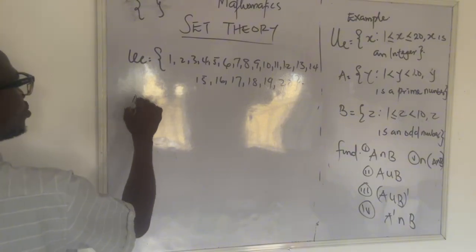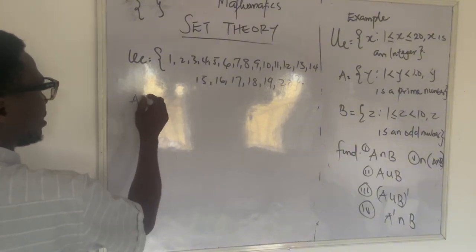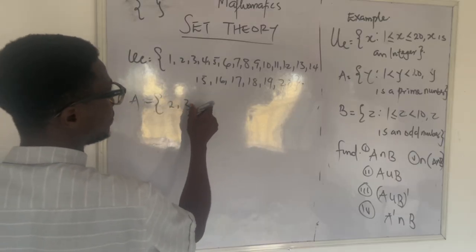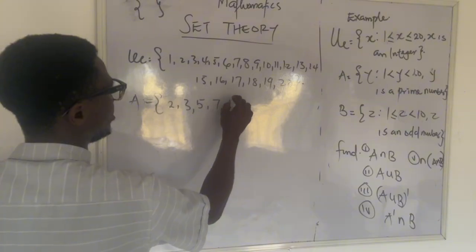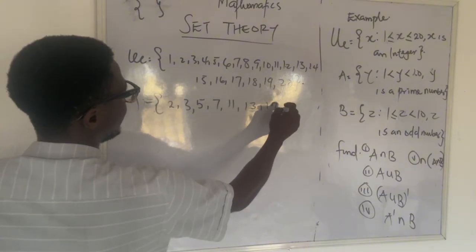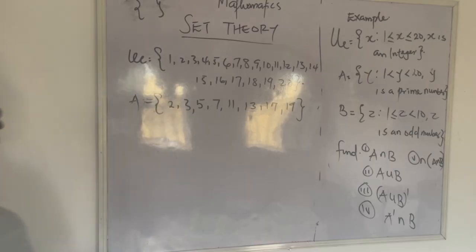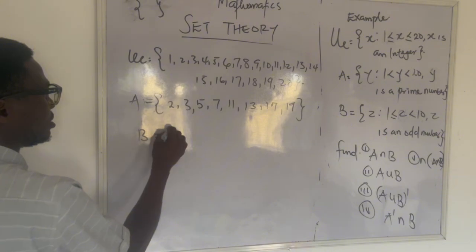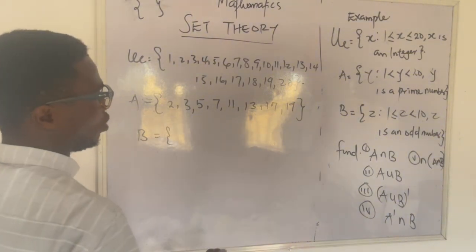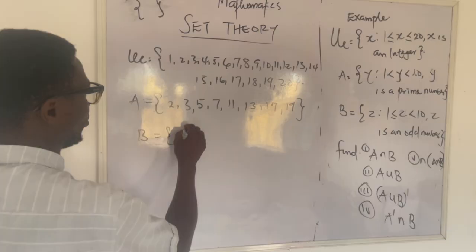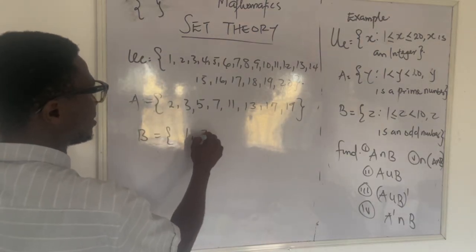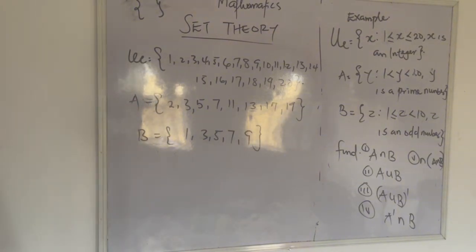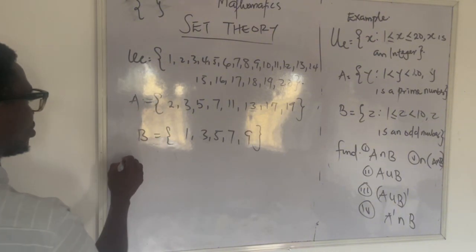That's what it means. So A, that's what? That's 2, 3, 5, 7, 11, 13, 17, and 19. So those are what? Prime numbers between 1 and 20. So B says that we'll have what? Odd numbers from 1. 2 is not an odd number. 3, 5, 7, 9. So those are the odd numbers.